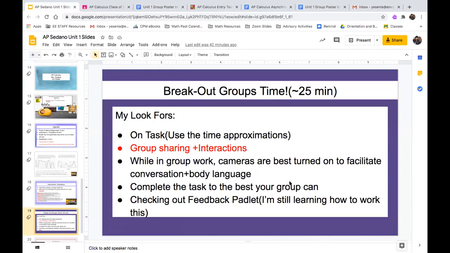Basically the turning in of it is I have access to the slides, so I'm able to just access it. Whoever did what, I'm able to see it. So you don't have to turn it in, if that makes sense, because I already have it.